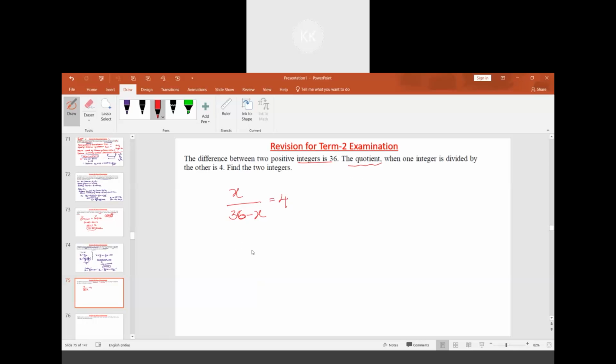Is this the equation? Can we take x, 36 minus x upside, numerator? 36 times 4 minus 4x, 5x is equal to 36 times 4. x will be equal to 36 times 4 by 5. We get a decimal there. Sir, can we take 36 minus x as the numerator? Yes, sir.